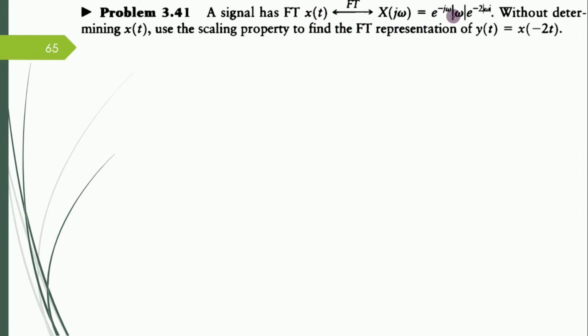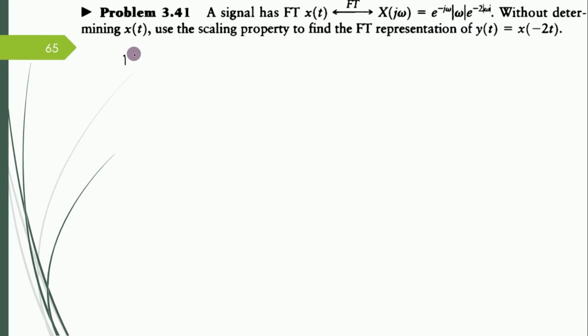Next is, find the FT of an equation given here, e raised to minus j omega mod omega, e raised to minus some complicated thing is here. Without determining x of t, using the scaling property, you should find y of t, which is equal to x of minus 2t. So y of t you need to find out. What is that y of t? X of minus 2t. So the Fourier transform of x of t is already given. You need to find out the next one.